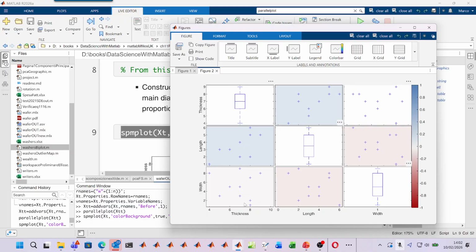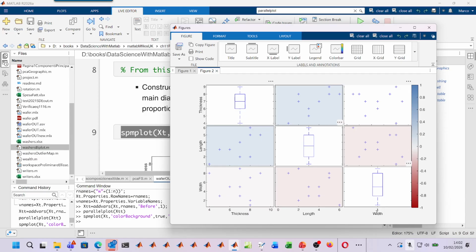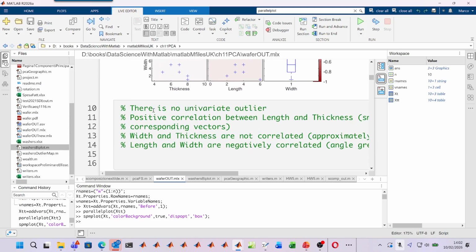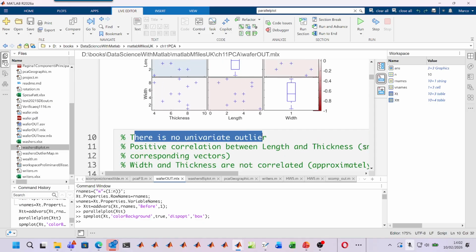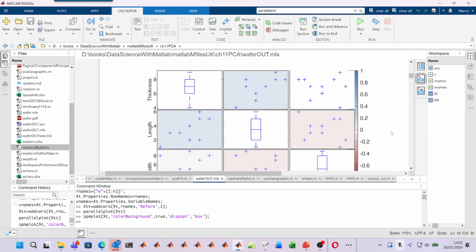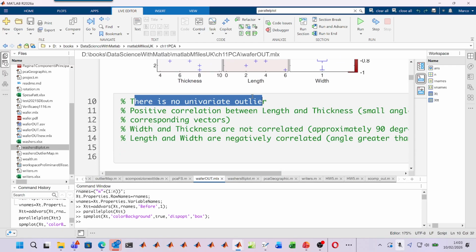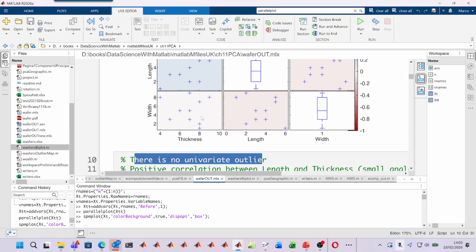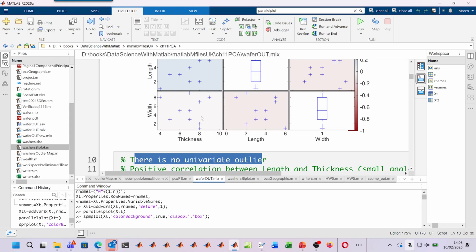Well, you would expect that thickness, length, and width should be much more correlated. On the other hand, the correlation is a bit loose, a bit small. This is the first comment that comes to your mind. There is a univariate outlier, and a positive correlation between length and thickness. Here, positive correlation, not very strong, but positive. Width and thickness are not correlated: you can see the background is almost non-existent.